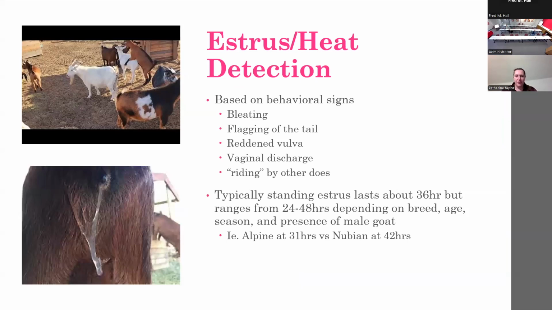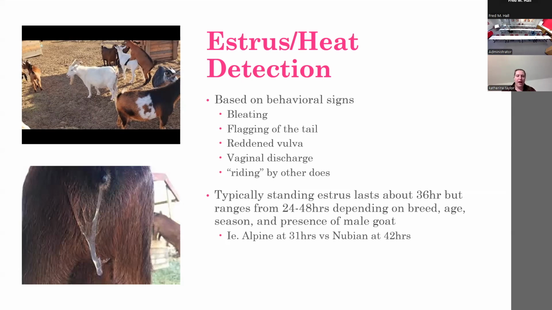Once you have your synchronization protocol, we rely on producers to do estrus or heat detection. A lot of people know the behavioral signs we see for estrus are bleeding, flagging of the tails, reddened vulvas, discharge, and the riding of other does. Typically, standing estrus lasts about 36 hours, but it ranges anywhere from 24 to 48 hours. No 2 does are the same, no breeds are the same, and age, season, and the presence of male goats really play a role in how long that cycle lasts.